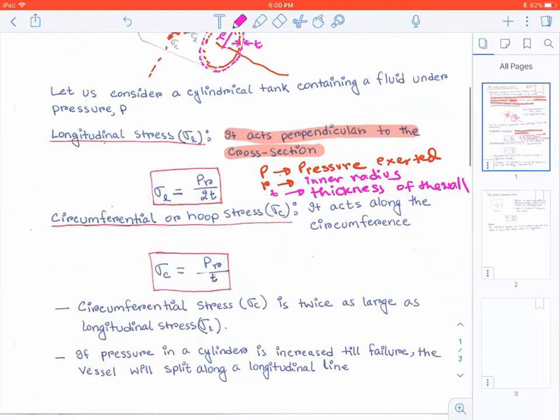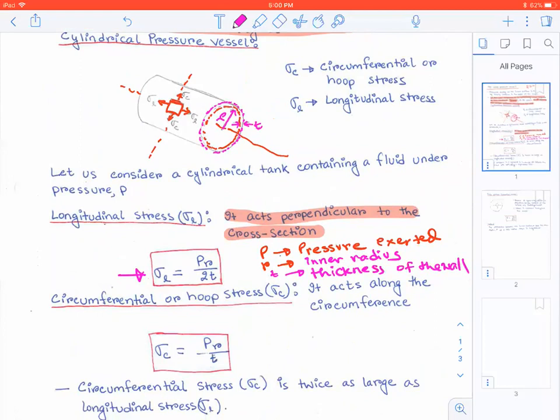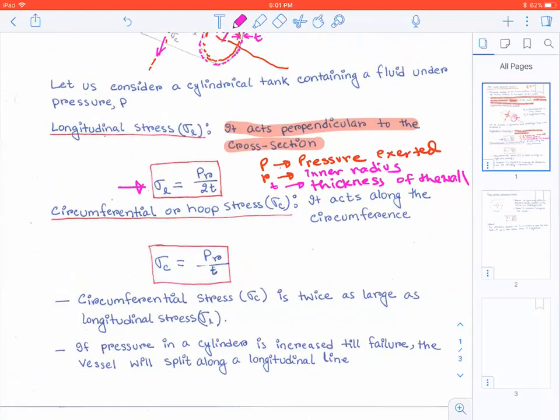Okay, so this is how you will calculate the longitudinal stress exerted due to the pressure inside the vessel. Now the hoop stress, which is the circumferential stress, acts along the circumference. So you can see it is in the circumferential direction, goes this way, right? So how do you calculate it? That's equal to PR over T, where P is the pressure, R is the inner radius, and T is the thickness. Now what does it say? Your circumferential stress is twice as large as the longitudinal stress.